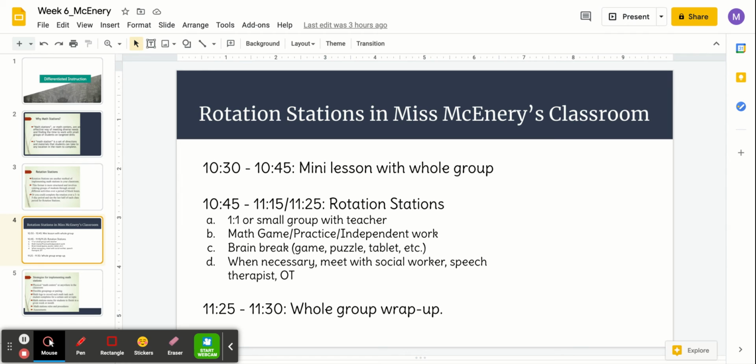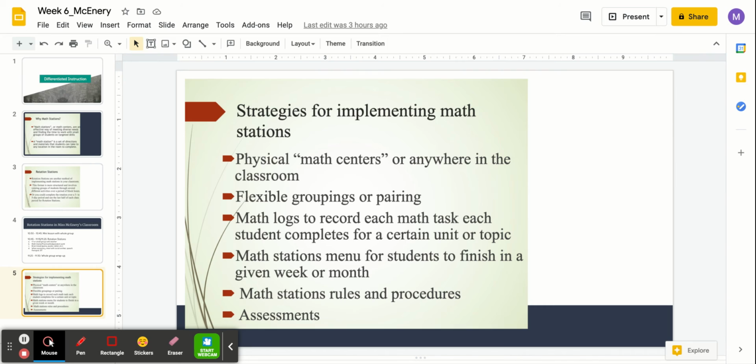At the end of those rotations, we will come back together as a whole group and we will wrap up. So we will go over those objectives again and those goals, and then we will move on.